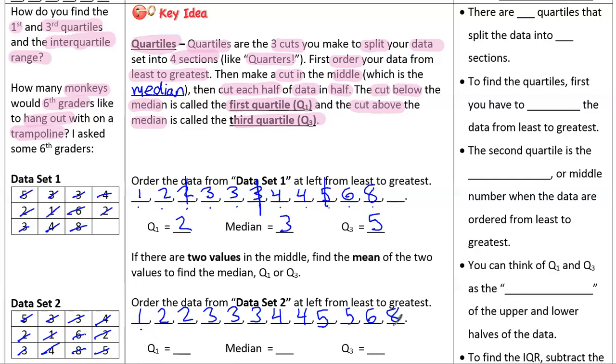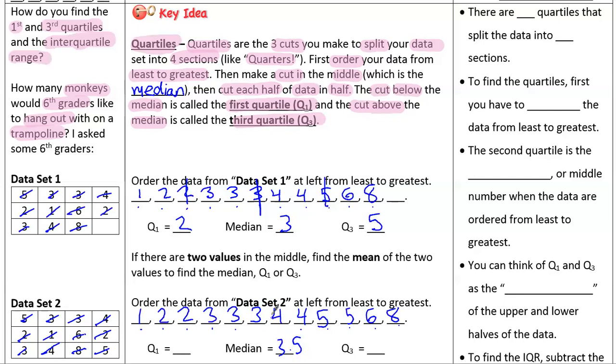Look at this. Oh no, there's 2 numbers in the middle. What do we do? If we want to find the median and there's 2 numbers in the middle, you find the mean of those 2 numbers. 3 plus 4 is 7, divided by 2 is 3.5.